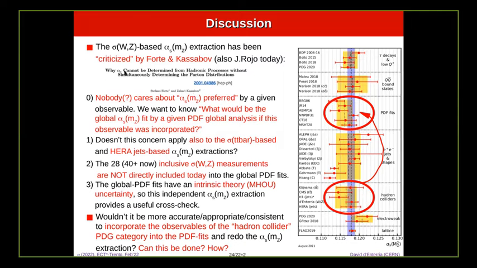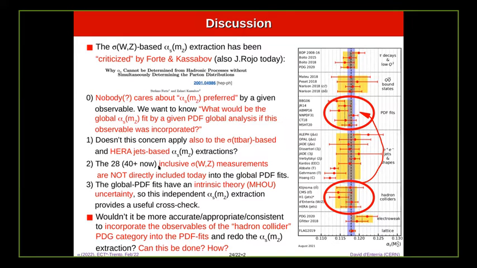So if this method has been criticized by Forte and Kassabov, that one cannot determine alpha_S from hadronic processes without simultaneously determining the parton distributions, this does not just affect this sigma W and Z extraction. It impacts also the tt-bar, sigma tt-bar, and also the HERA jets results. So basically, I think all the hadron colliders are affected by this. They should be incorporated into the global PDF fits, and this category should disappear from the PDG.